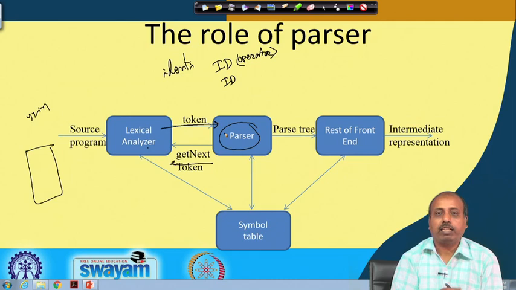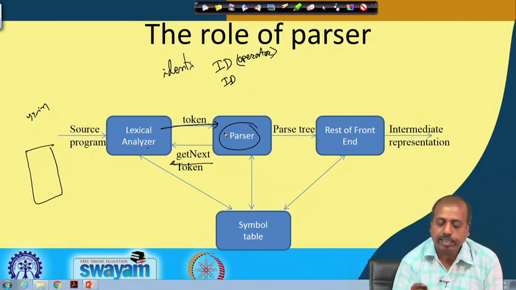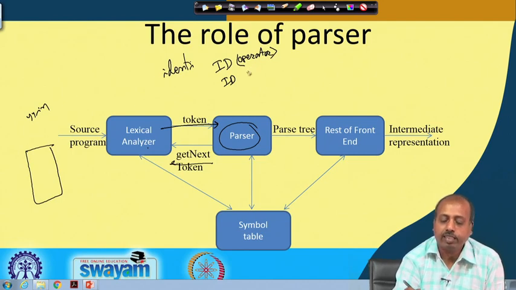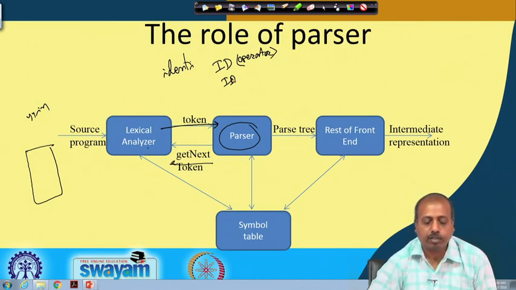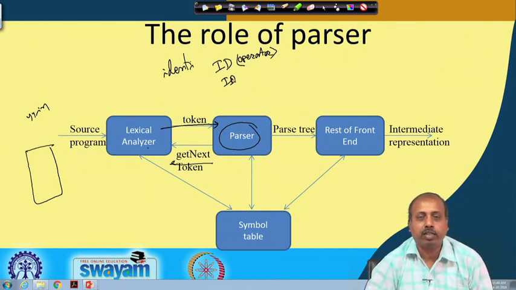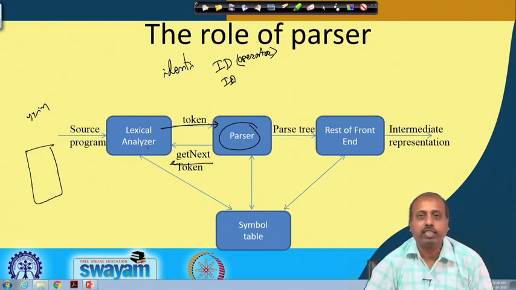So, it can flag that particular error, that at this point there is a problem, because it was expecting an operator and it is getting an identifier. However, the lexical analyzer tool could not understand this particular problem. It just scanned the input, and whatever is the maximally matched token at that point of time, it has returned to the parser.